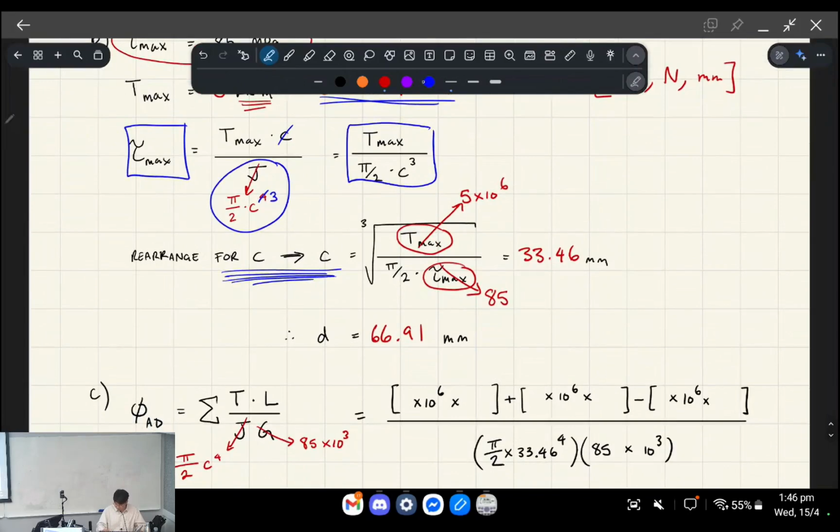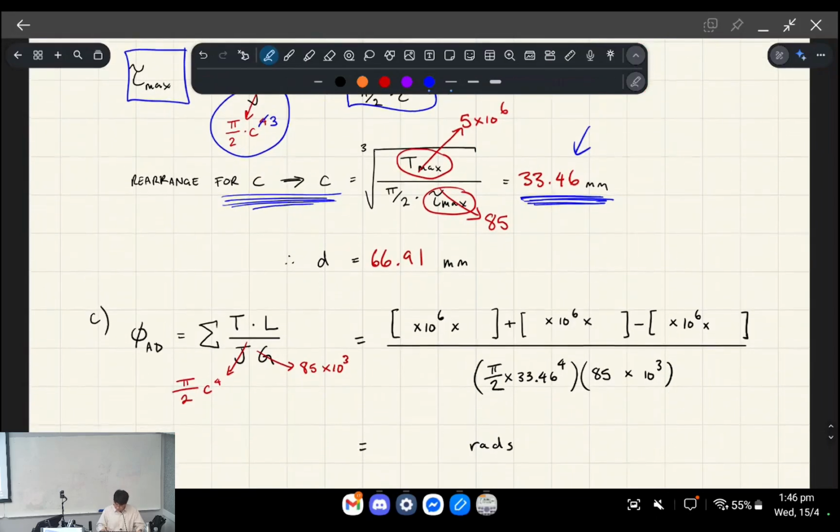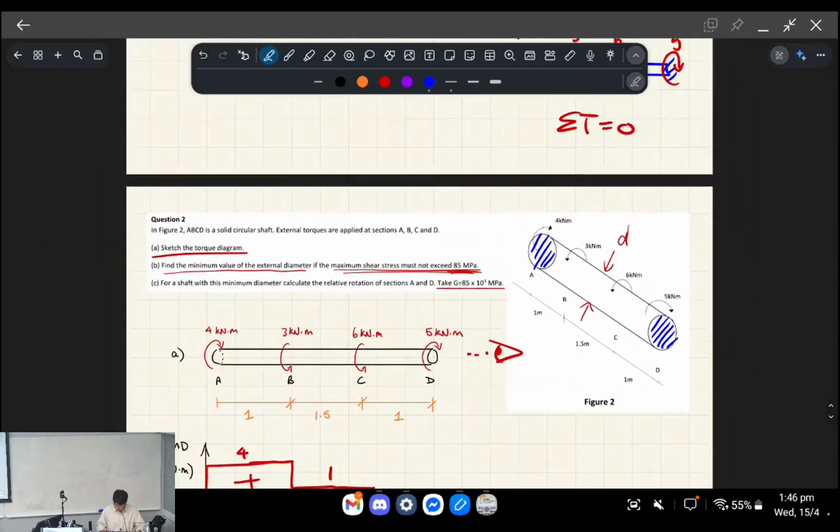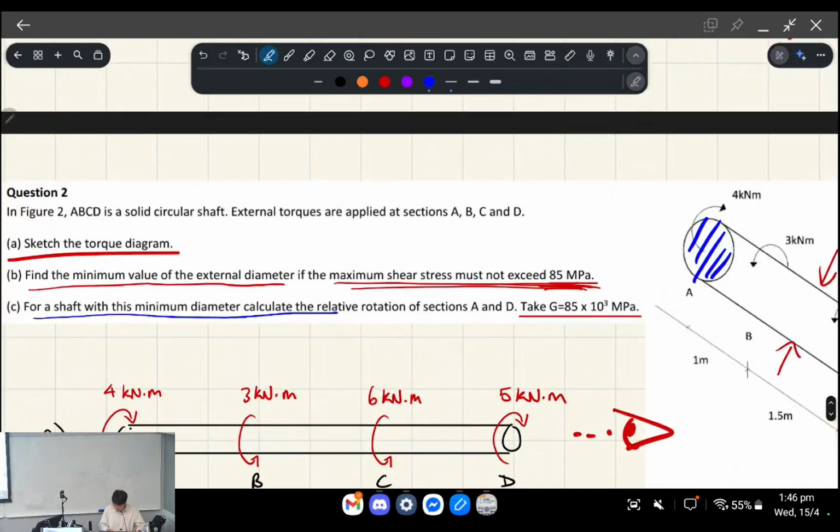So, for the purposes of continuing to the next part of the question, I would recommend that you stick with radius, because all the formulas are going to be in terms of radius. It's going to be easier than doing it in terms of diameter, right? Okay. So the last part of the question: for a shaft with this minimum diameter, calculate the relative rotation of sections A to D, and then we're given the shear stress.